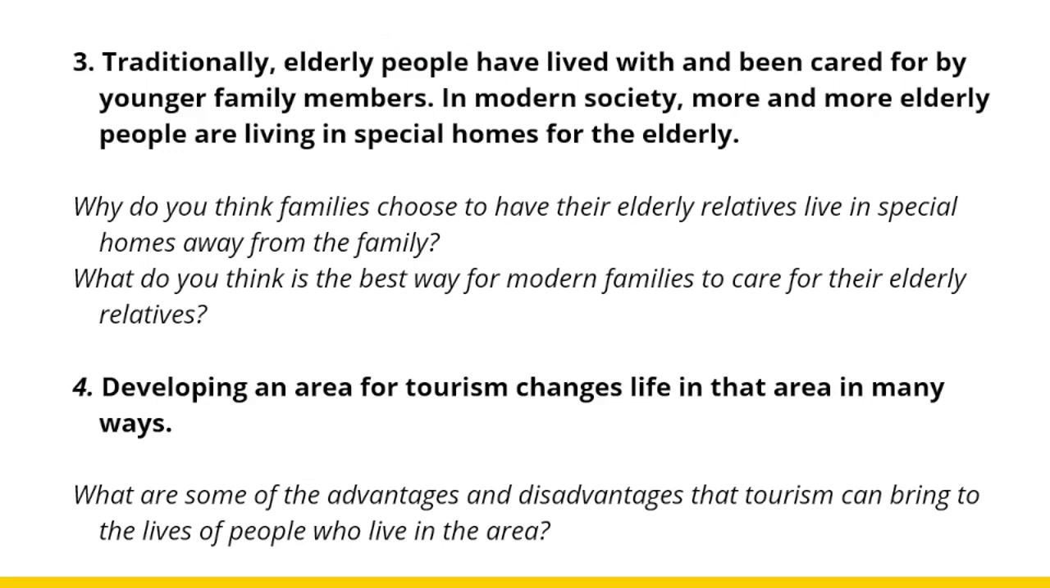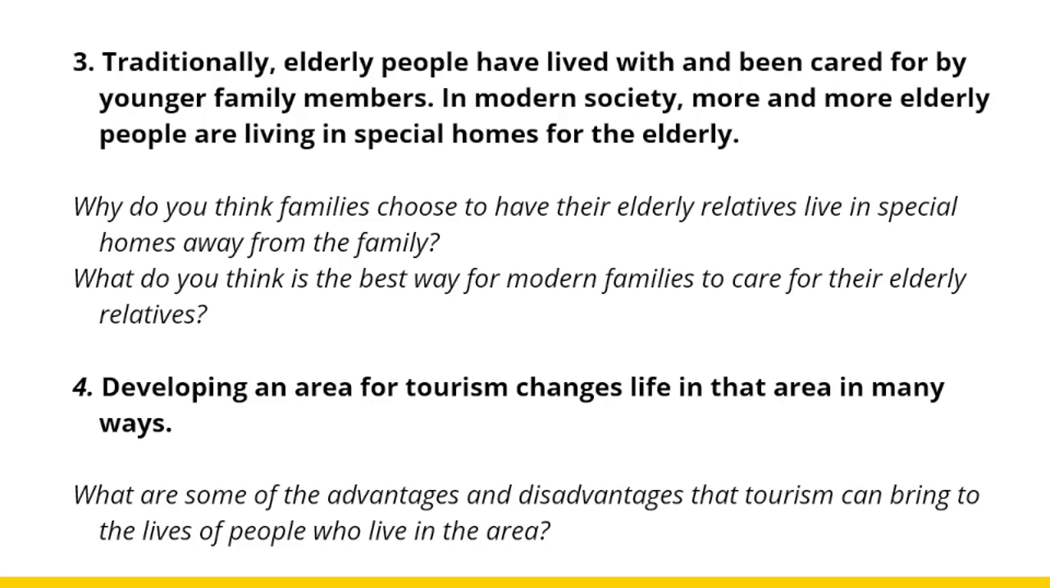Here's our third prompt, and I'm going to read it for you. Traditionally, elderly people have lived with and been cared for by younger family members. In modern society, more and more elderly people are living in special homes for the elderly. And we have requirements here. So we have 2 questions, and I'm going to go ahead and read them.